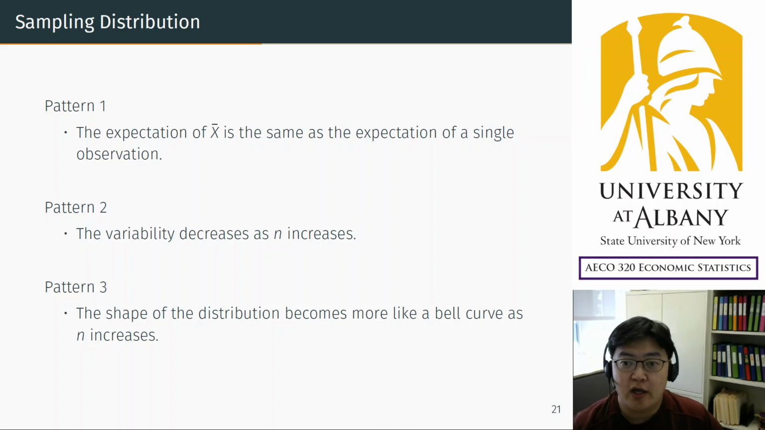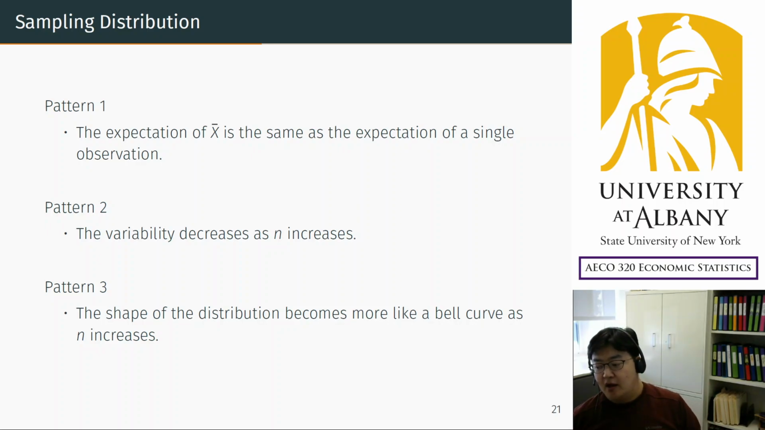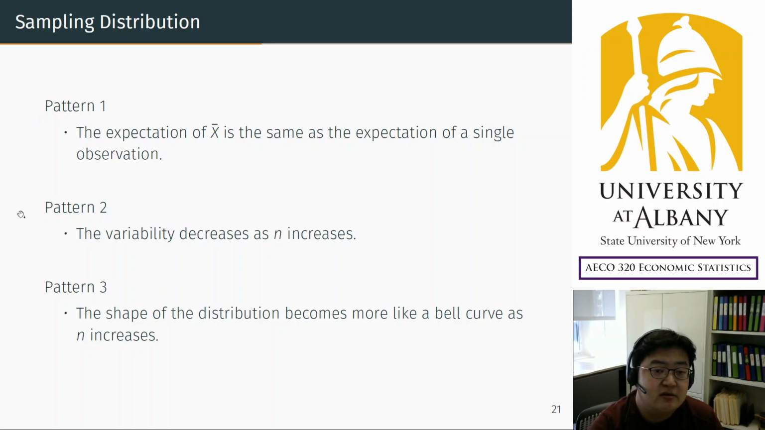Okay, so in the previous video, I showed you the simulated results, how the graph changes when the scale of experiment increases. When the sample size you observe in one experiment increases, there are three patterns we find from different shapes of dice. First, the mean looks like the same. Pattern 2, the variability decreases. Pattern 3, normal distribution.